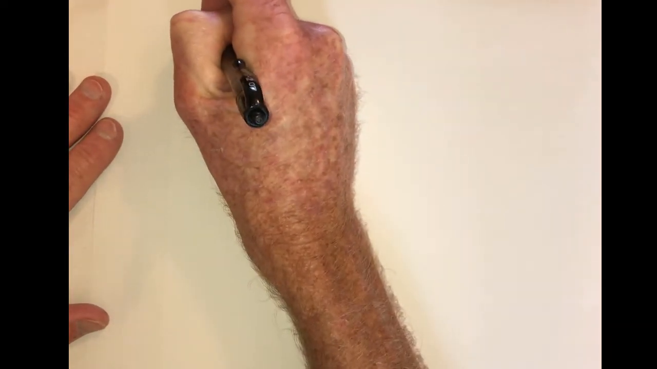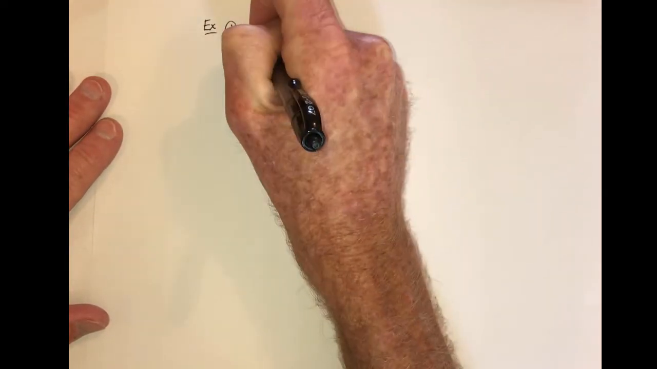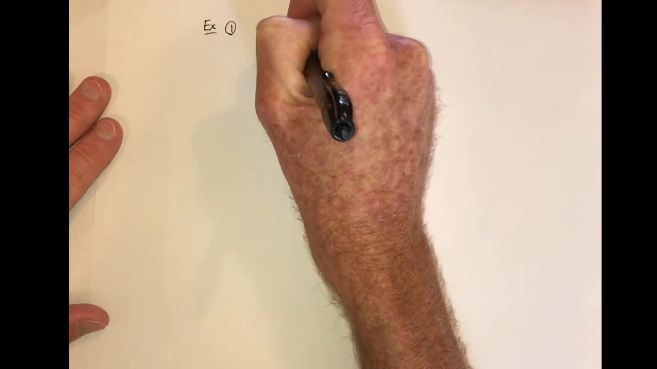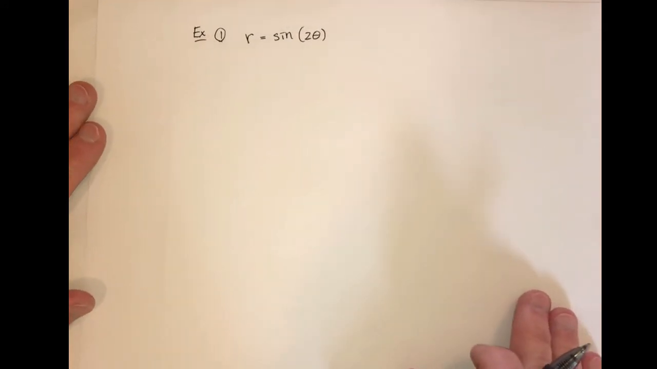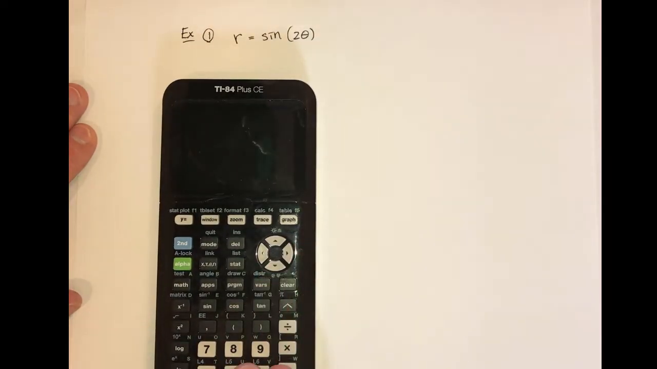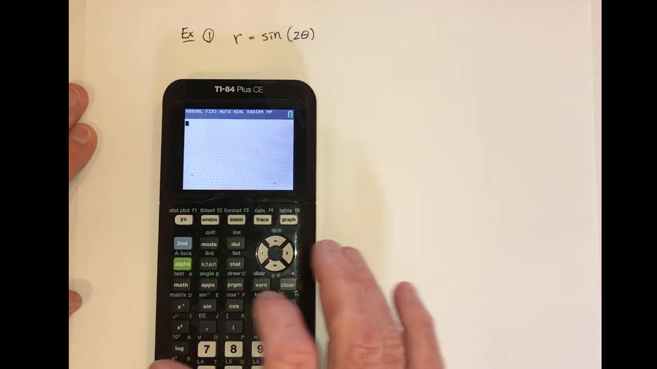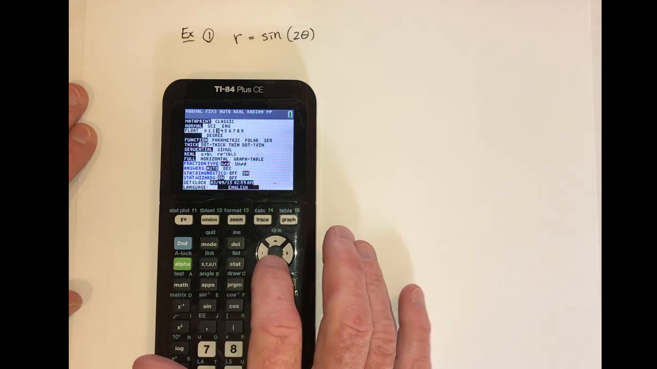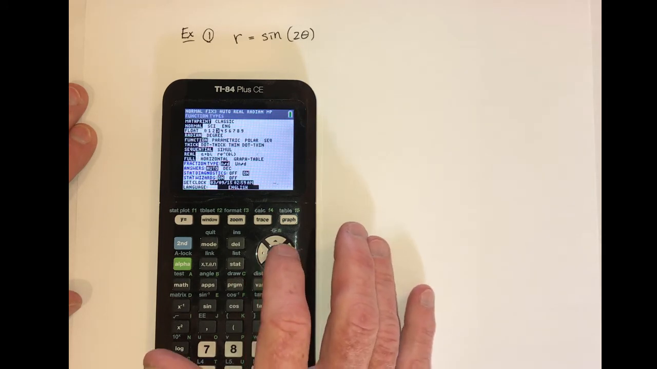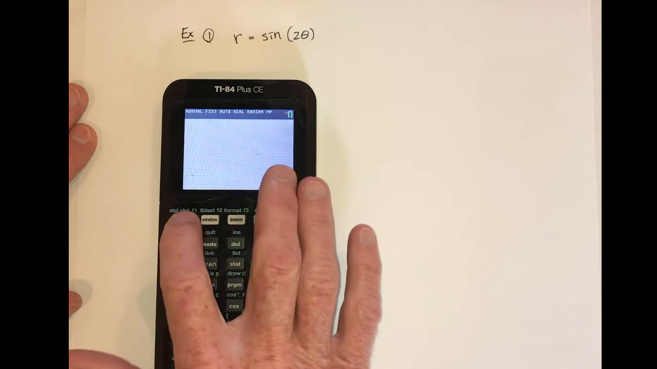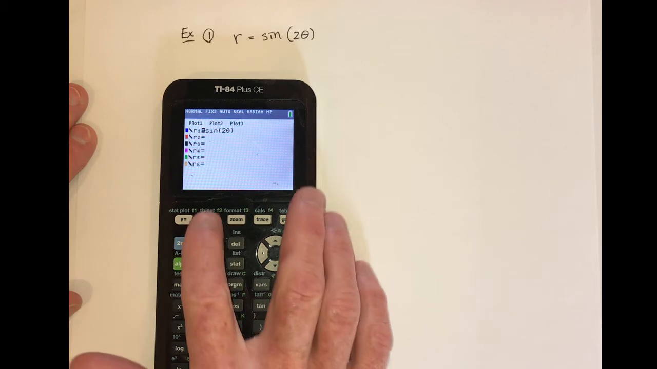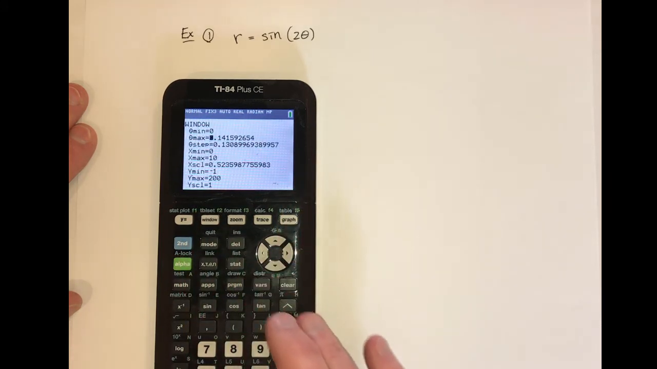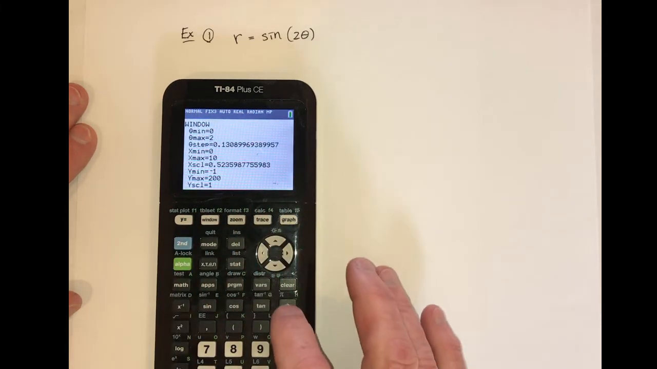Now on to the official example number 1. r is equal to sine of 2 theta. So first of all, this is a function in 2 dimensions. It doesn't say z. So we could actually graph this. I'll need to change the mode. It's in radians, that's good news. Go to polar, and then graph sine of 2 theta. Change the window to go from 0 to 2 pi, so we can see the whole thing.